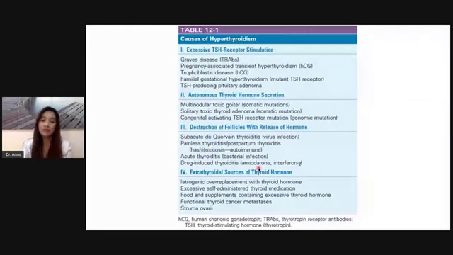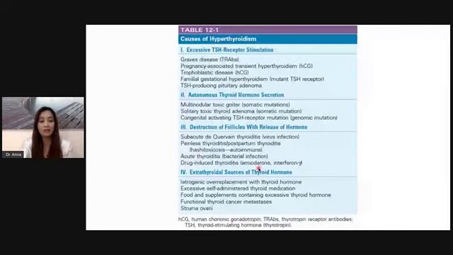amiodarone. So take note that amiodarone is not exclusive to hypothyroidism. Sometimes the effect of amiodarone can be idiosyncratic and it can go both ways. It can go either hypothyroidism or hyperthyroidism depending on the response of the patient.